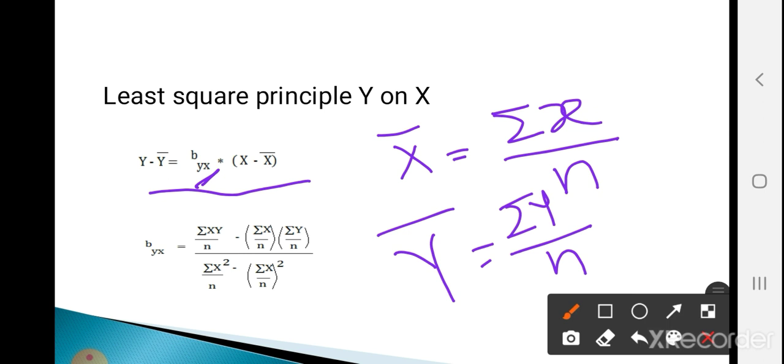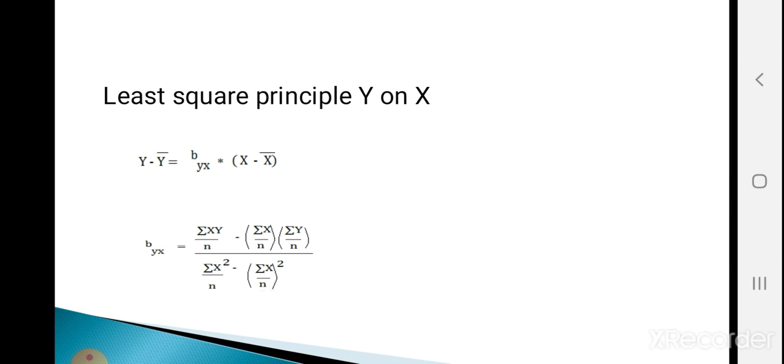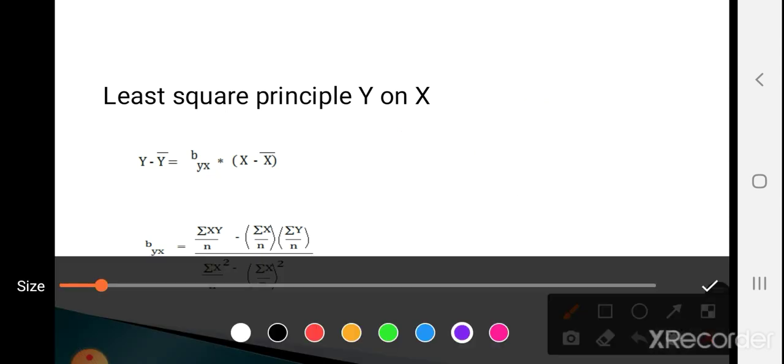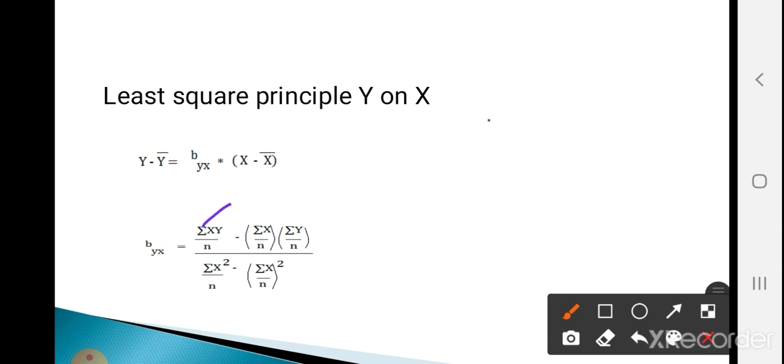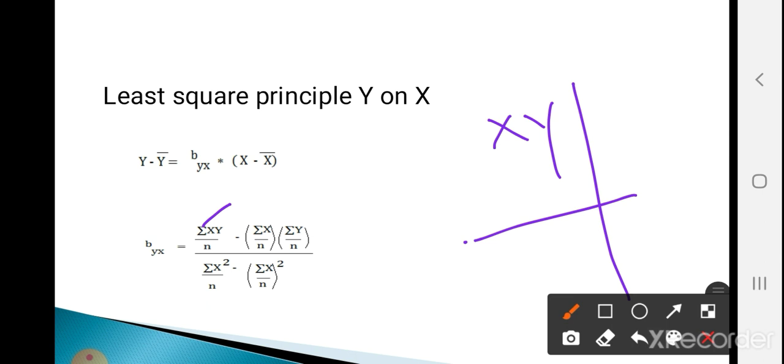And byx, the regression coefficient y on x, has the formula: summation xy upon n minus summation x upon n into summation y upon n, whole divided by summation x square upon n minus, in brackets, summation x upon n squared. What is meant by summation xy? Summation xy means take the total of all the values of x into y, that is the total of the column of x into y. What is summation x square? It means the x square column sum, that is the sum of all the values of x square.